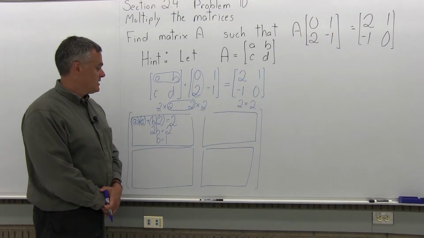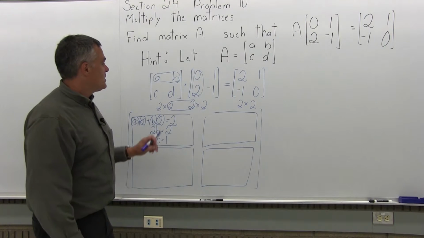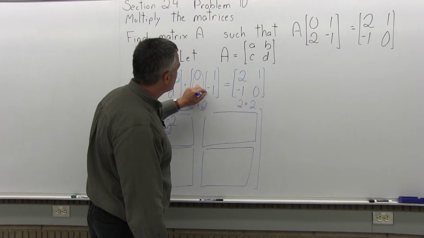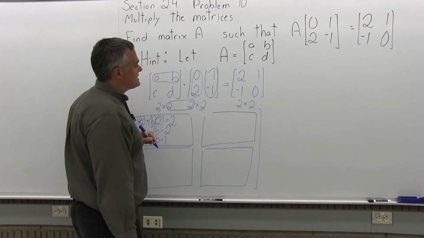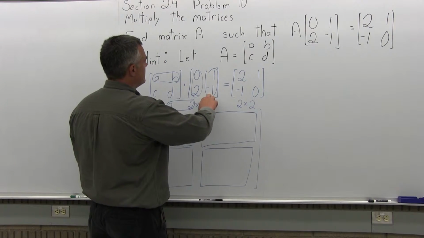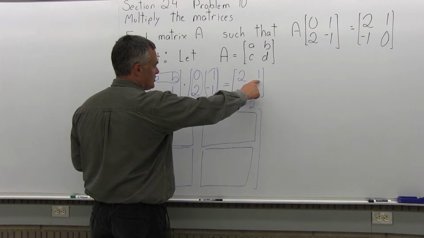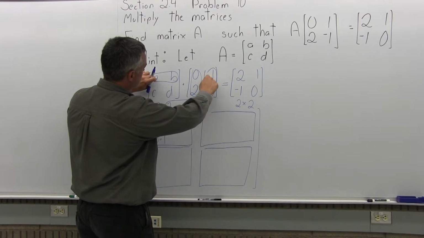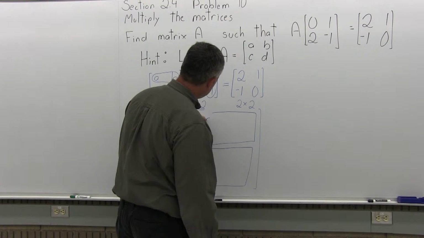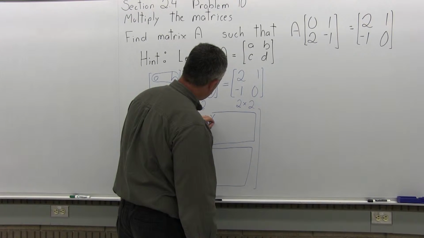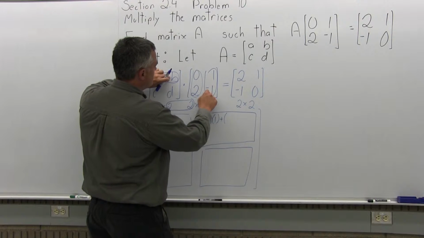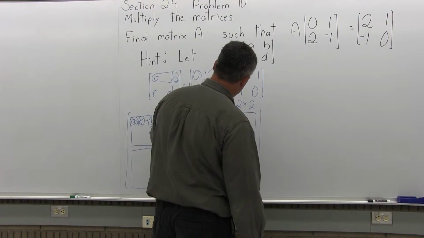b is 1. So now let me multiply the top row of the first matrix, a, b, times the second column of the second matrix, 1, negative 1. And it has to be equal to the value in the top row and second column of the solution, which is 1. So when I do first times first, I'm going to have a times 1 plus second times second, which is b times negative 1.